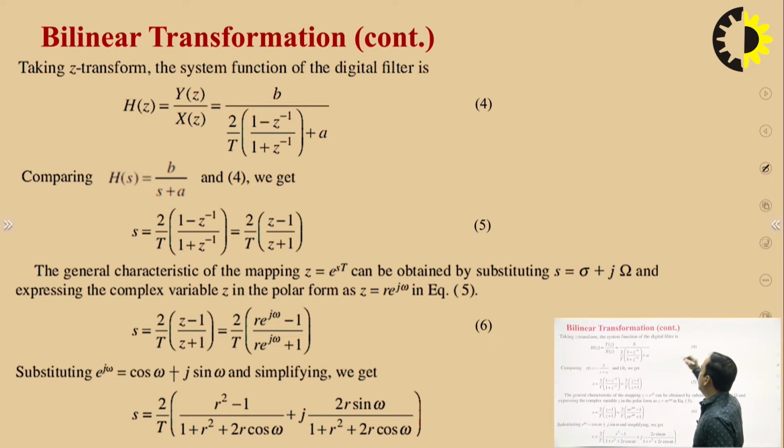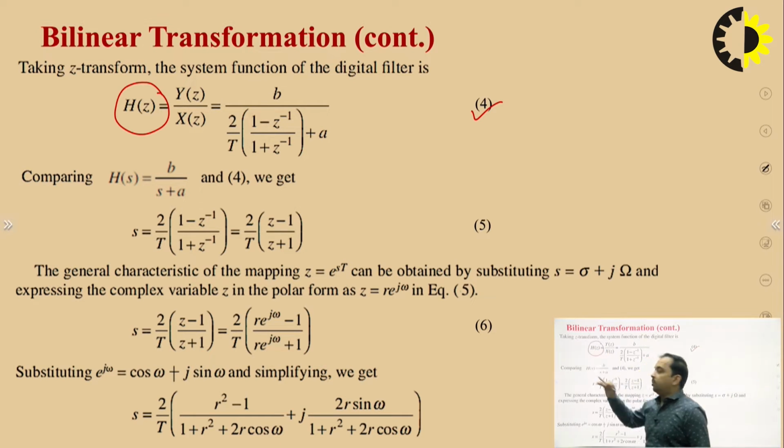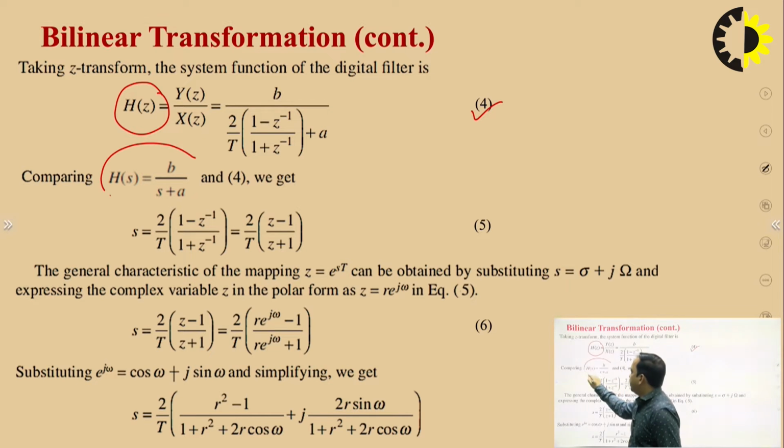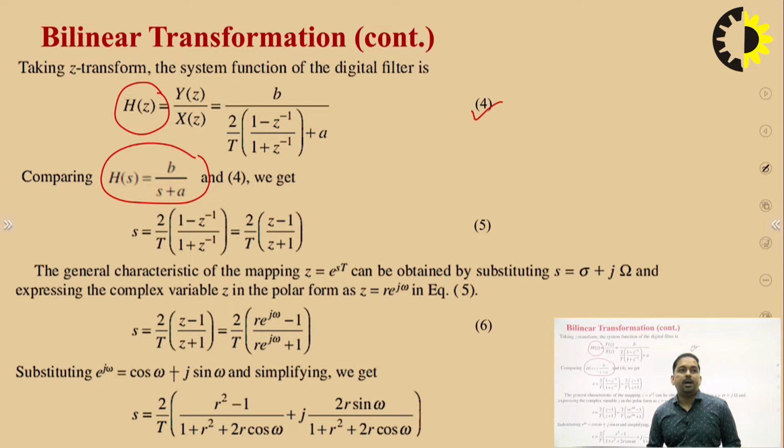This is equation number 4. So basically we have the corresponding system function H(z) for H(s). If we compare our last equation number 1 with equation number 4: equation number 1 was in the analog domain, or S domain, that was H(s) = b / (s + a), and this equation is H(z) = b / (some factors of z + a).